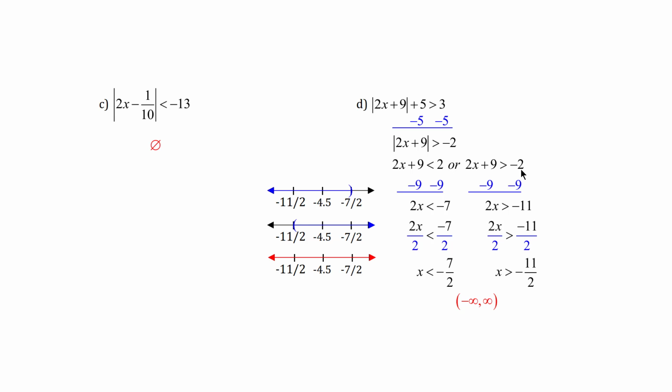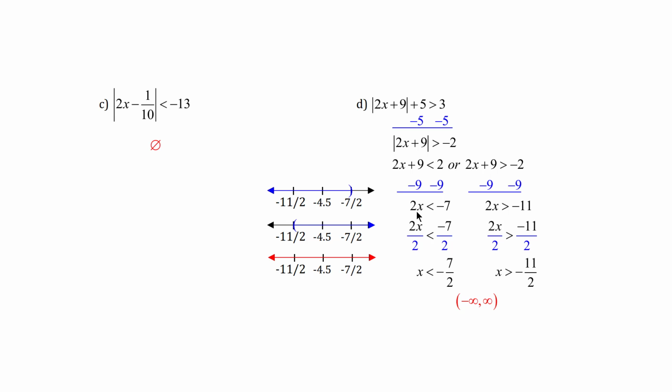Working out the first inequality, we get rid of the plus 9 by subtracting 9 from both sides. Simplifying the left-hand side, plus 9 minus 9 cancels out, and we bring down the 2x. On the right-hand side, we have 2 minus 9 gives us negative 7. So the result is 2x less than negative 7.